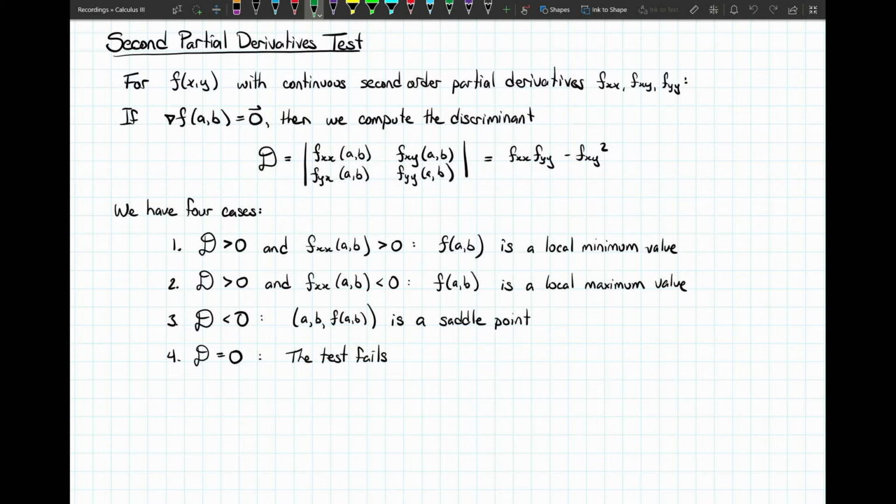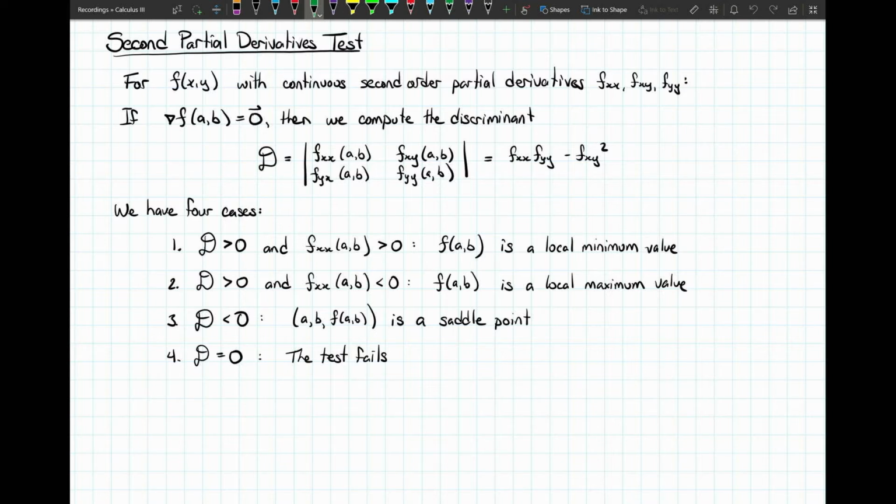If that's also positive, then kind of similar to our second derivative test from single variable calculus, this gives us a local minimum. We can essentially assume that it has a shape similar to an elliptic paraboloid opening upward. Now, in case 2, if the discriminant is positive again, but this second order partial derivative fxx at the point (a, b) is negative, then we have a local maximum value. We can kind of assume that the shape at that point is similar to an elliptic paraboloid opening downward.